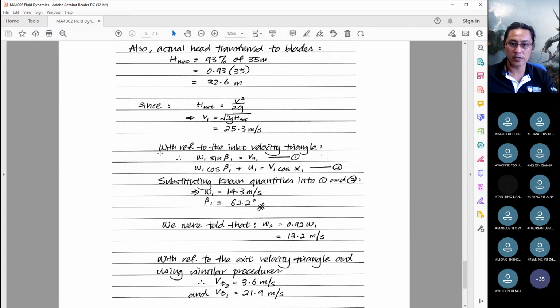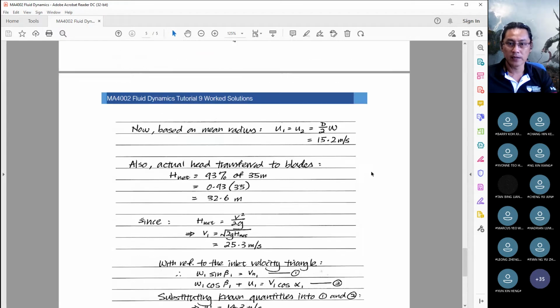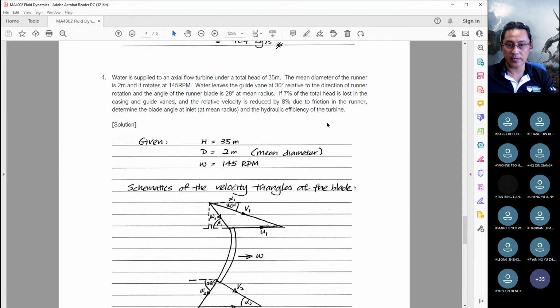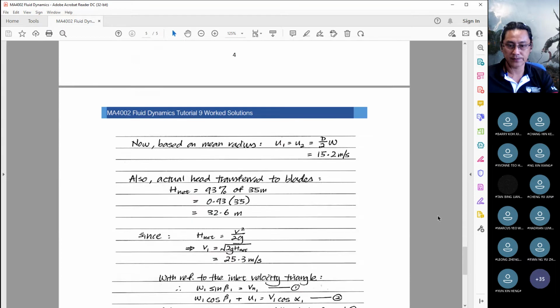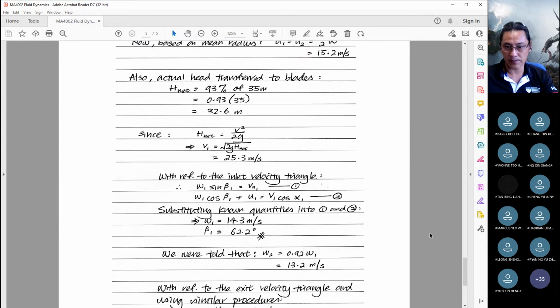Okay, let's consider the inlet velocity triangles. I believe some of these expressions are already in your lecture slides, but if you look at the inlet velocity triangle, these are some of the relationships that you can strike out. Now before we lose what we're supposed to find, let's go back to the question. What are we supposed to find? We're asked to find two things: the blade angle at the inlet and the hydraulic efficiency of the turbine. What is the blade angle at the inlet? That's beta 1. That means we are supposed to find beta 1.